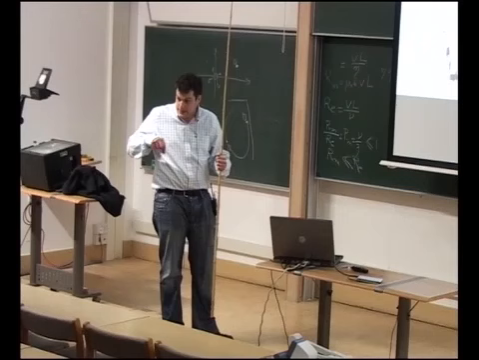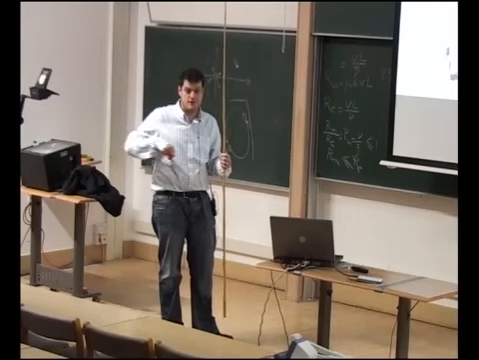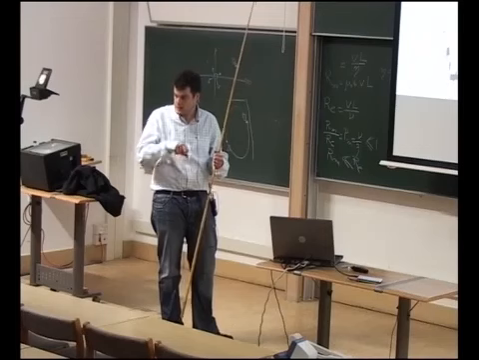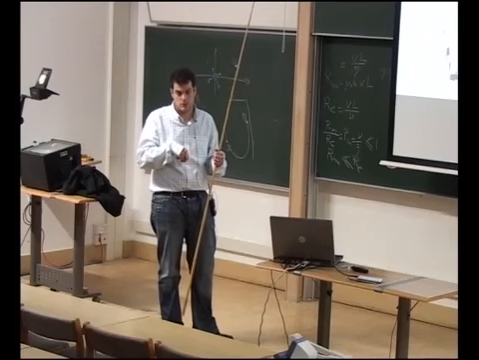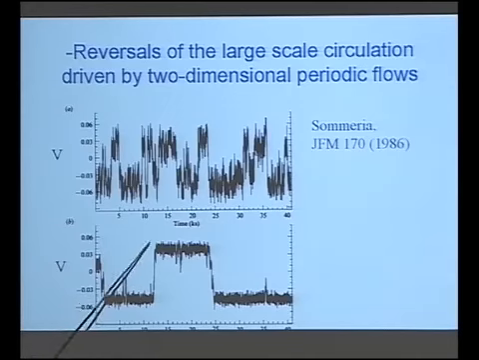So that's from a paper of Someria. You force periodically a layer of fluid, two-dimensional. So you have many arrays here, and in some regime of parameters, a large-scale flow will be created. This large-scale flow can have two directions, one sense and the other one. And it has been observed here.